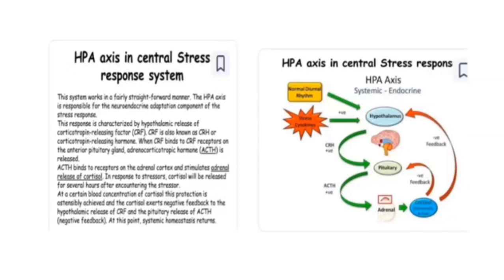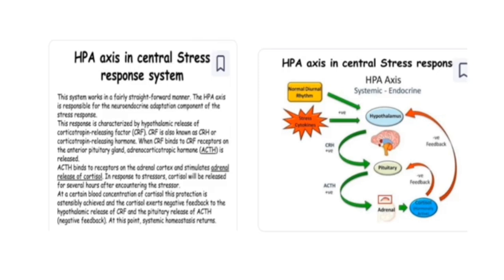So this is a revision class for BCH 414, Clinical and Forensic Biochemistry. These are the areas that you need to pay special attention to as you prepare for your exam. Now, very importantly, look at this.